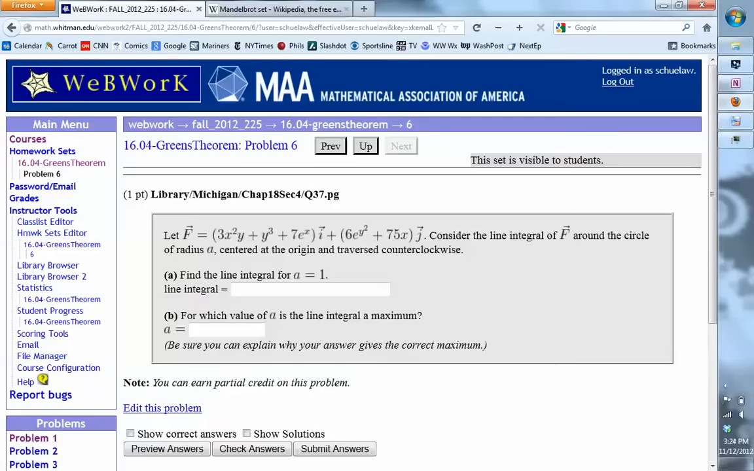Okay. So you'll do that for part A. For part B, for which value of A is the line integral a maximum, you're going to want to repeat. In fact, I wouldn't repeat. I would just do it for a generic A, and then let A equal 1 to answer this question, and then see how it works with A more general in B.